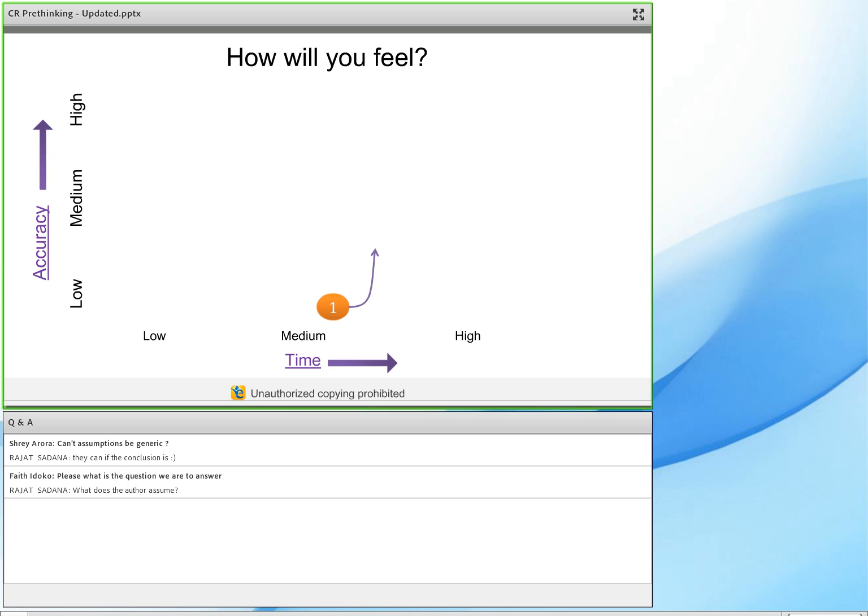Let's say you're someone who's starting, whose accuracy is low. On the y-axis you have accuracy, with 3 classifications: low, medium, and high. And the time to answer questions is medium. The moment you start applying this method, 2 things will happen. Your accuracy will increase, and your time to answer questions will go up. So as you go from 1 to 2, you're going in this direction.